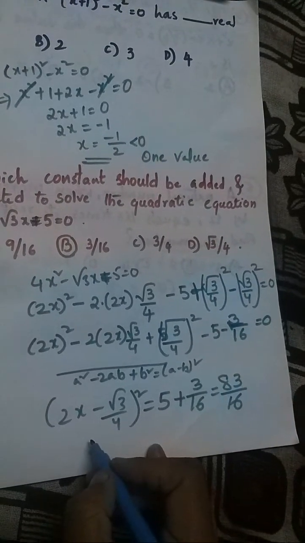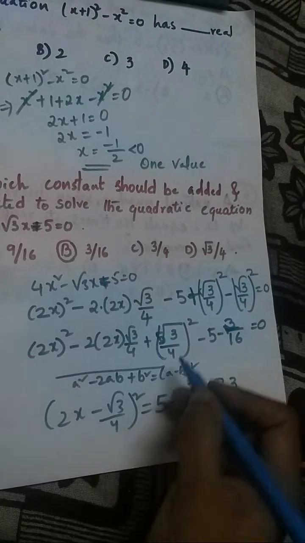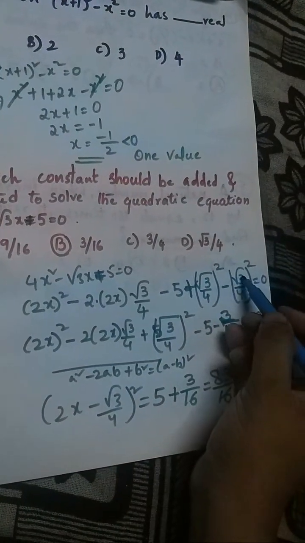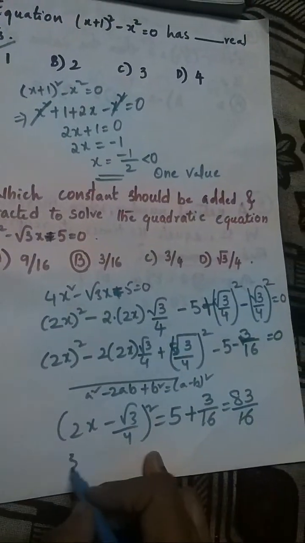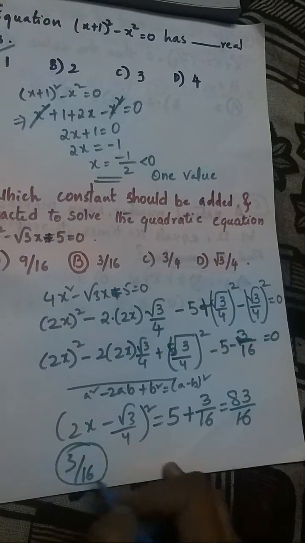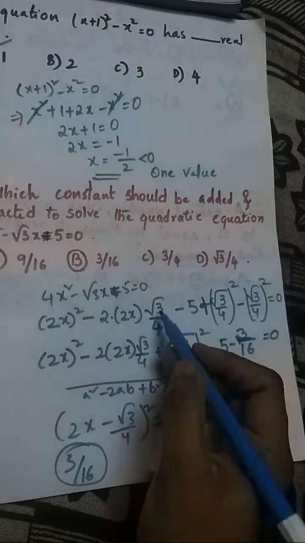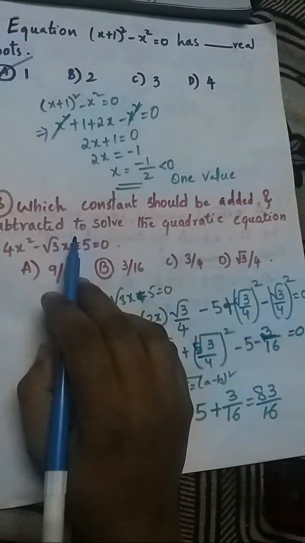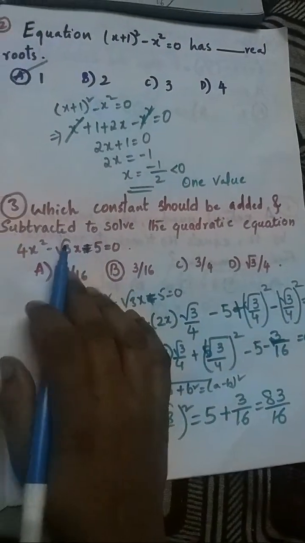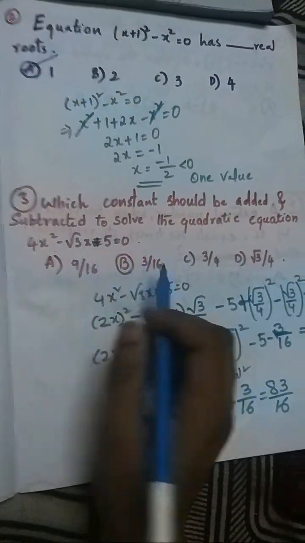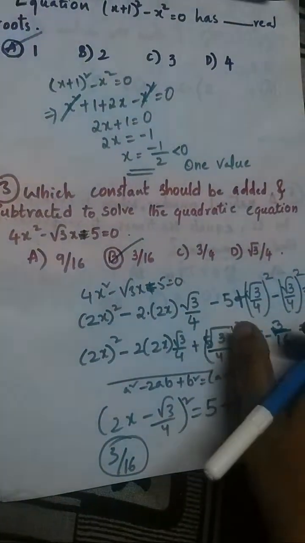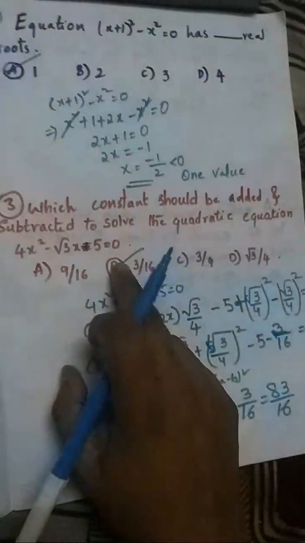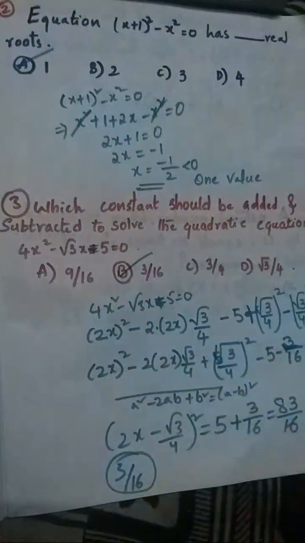So what should be added here, children? 3 by 16 is added and subtracted. The value 3 by 16 is added and subtracted from the given equation to solve the given quadratic equation. So in the options 3 by 16 is there, yes, B is the right option. Like this we have to solve this type of questions.